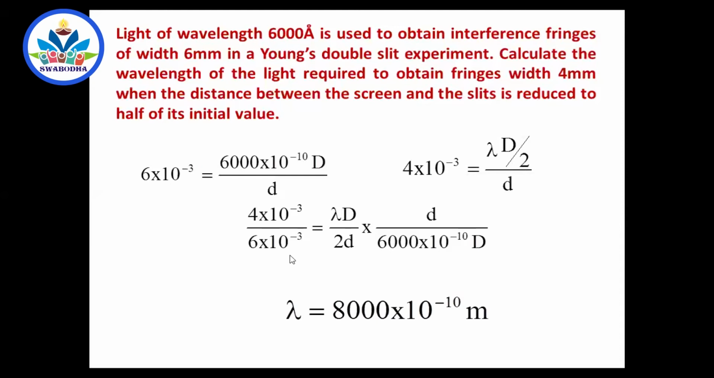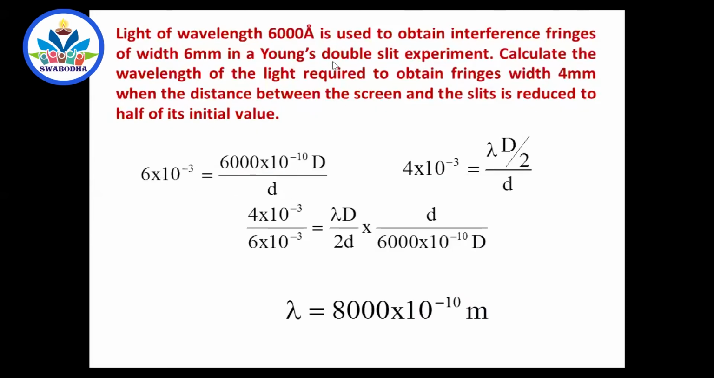So in order to obtain fringes of width 4 millimeter, actually you are in need of a lesser wavelength. But what happened is you have reduced the distance capital D also. It is made half. So what is the new wavelength? New wavelength is 8000 angstroms. Okay. Shall we move on to the next question? Hope you have followed this.